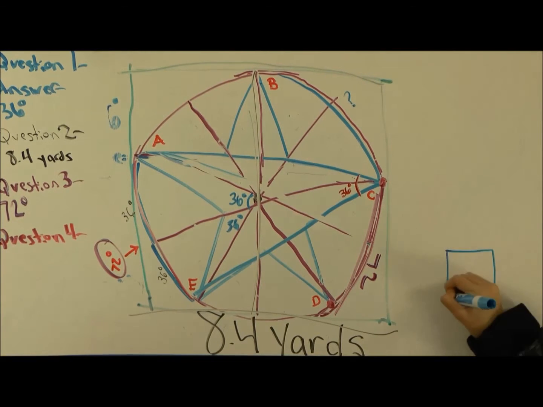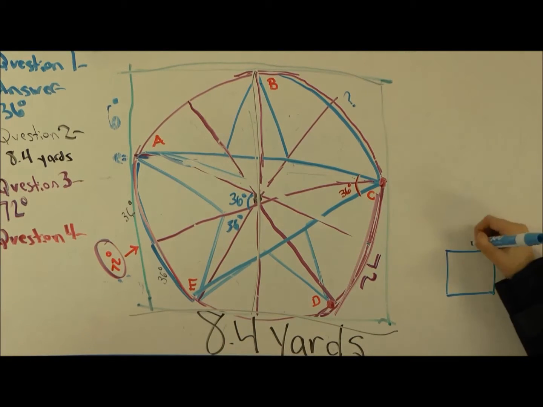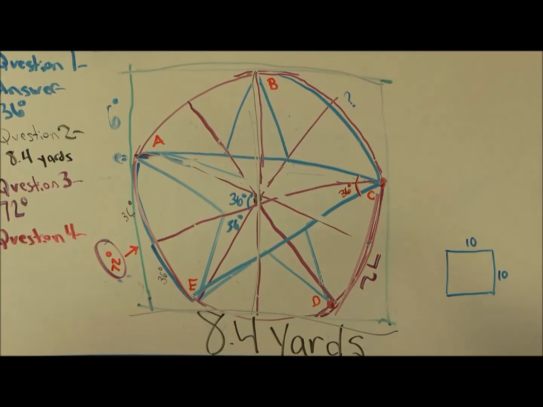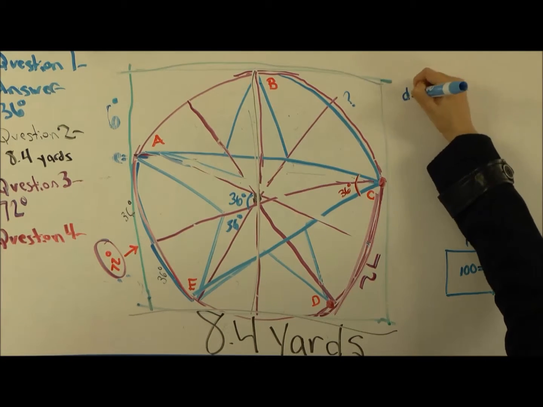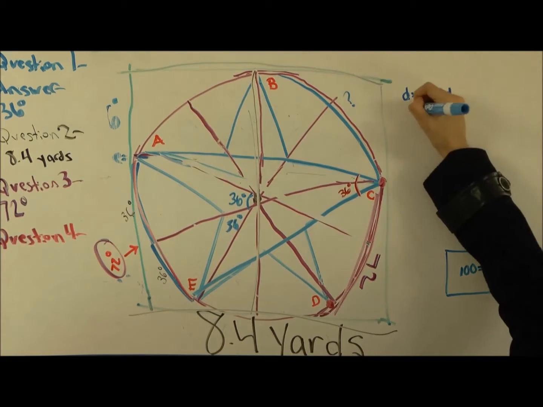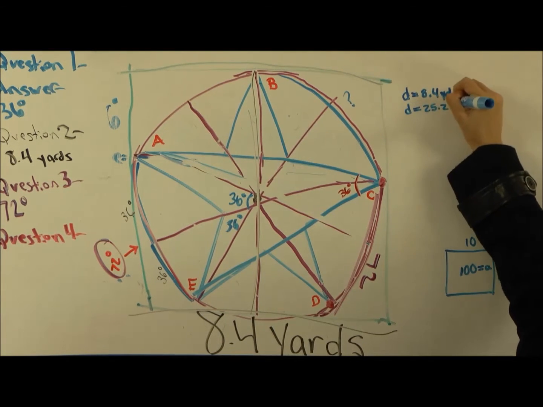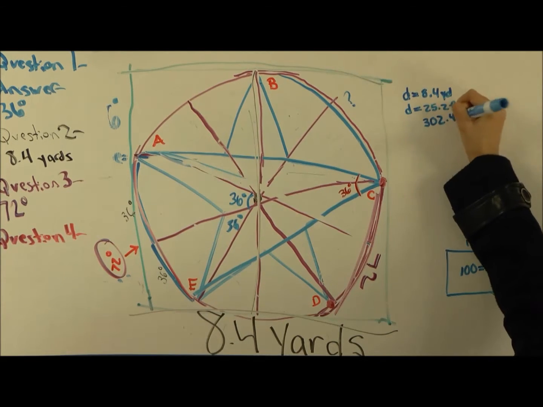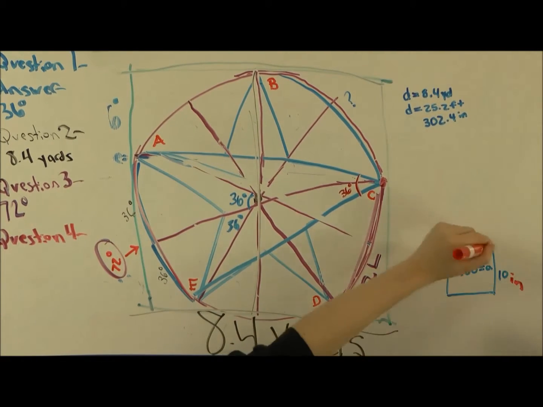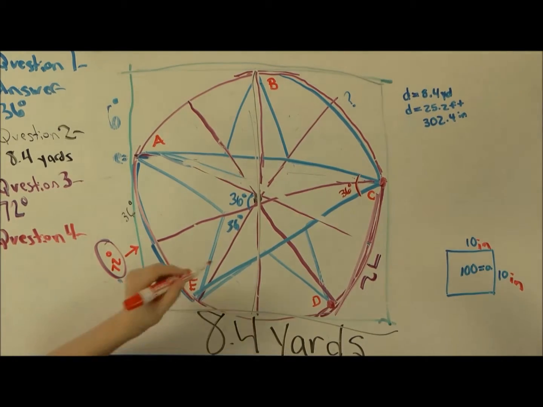Question 4. Square tiles with side lengths of 10 inches will be used to tile the courtyard. How many pavers will be needed to construct the courtyard? First, we find the area of each square tile, which is 100 inches squared. Then, using the diameter of the circle, which is 8.4, we convert that to feet, which is 25.2 feet, and then from that we convert it to inches, which is 302.4 inches.